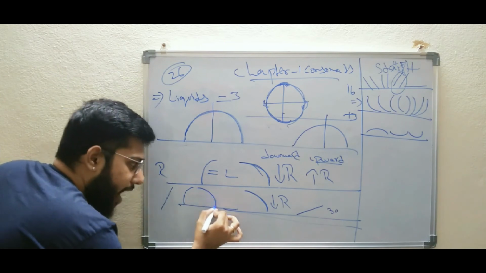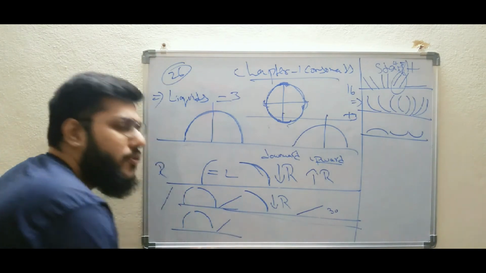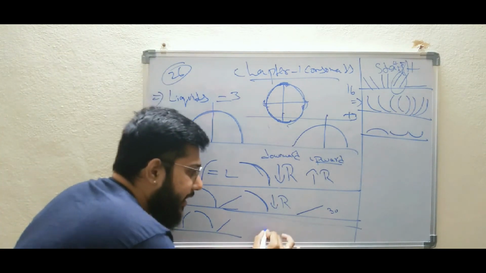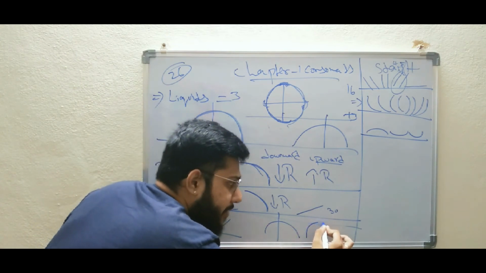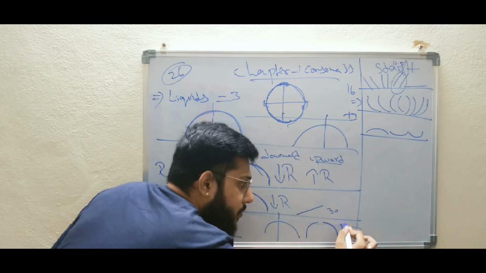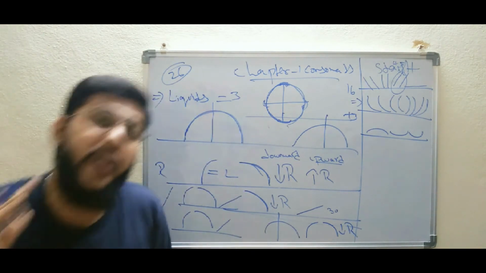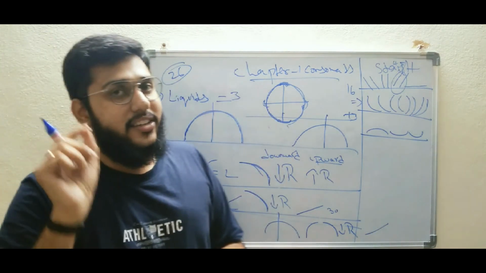So what we had learned: L, downward R, upward R. So how to remember L and downward R? Draw a semicircle, break it into two parts. The first part is L, the remaining continuation will be downward R. And how to remember upward R? Draw a simple line which is going upward. That is nothing but an upward R. Make sure that it's 30 degrees.